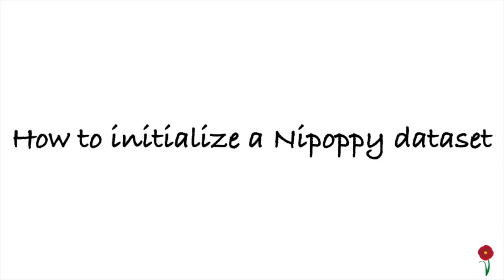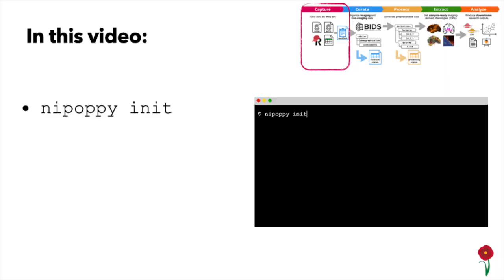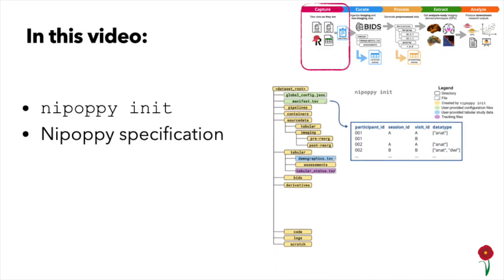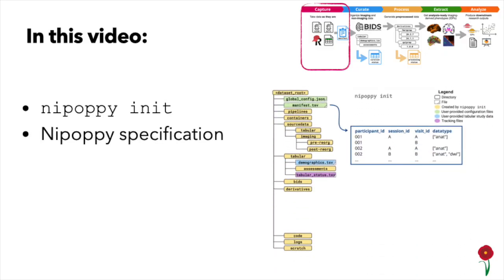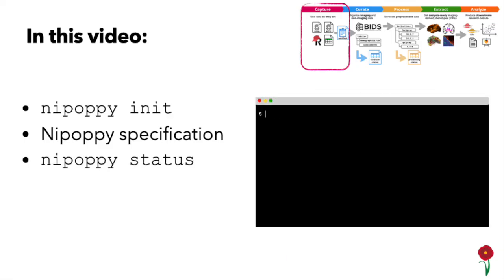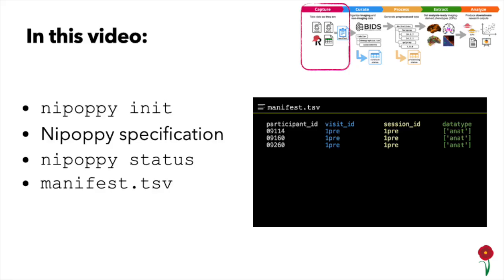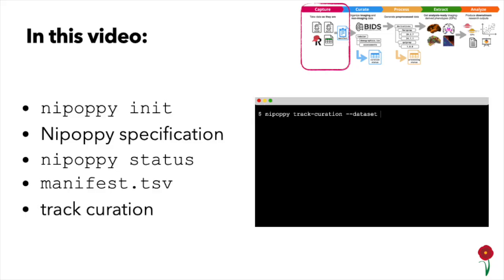Welcome to this Nipoppy tutorial. In this tutorial, we will cover how to create a new Nipoppy dataset. More concretely, we will run the Nipoppy init command, discover the directories that follow the Nipoppy specification, explore the Nipoppy status command, modify the content of the manifest.tsv file according to our dataset, and run the track-curation regenerate command.